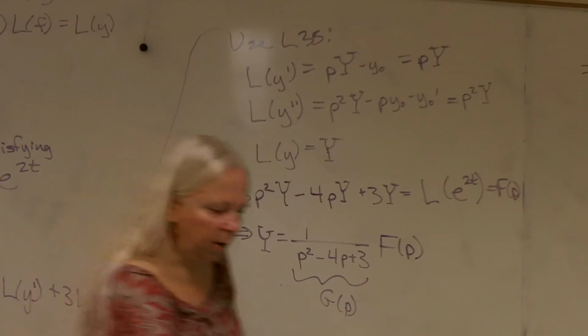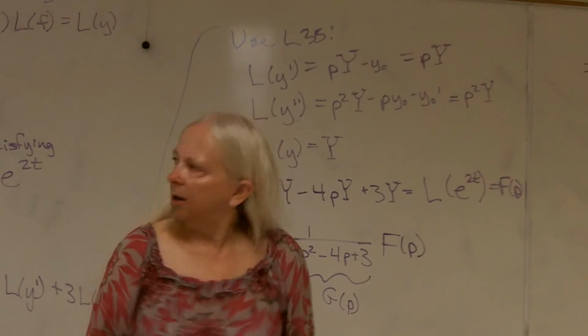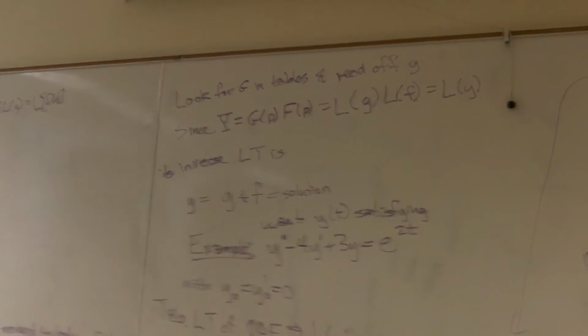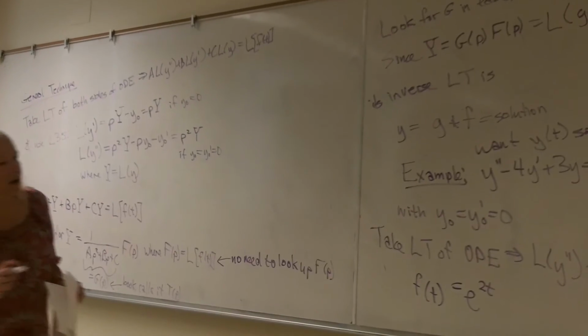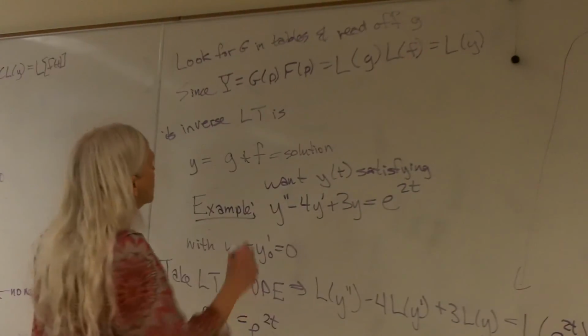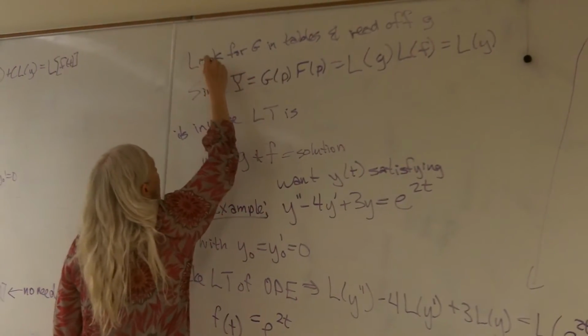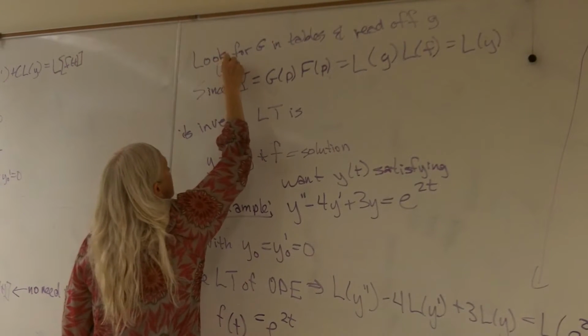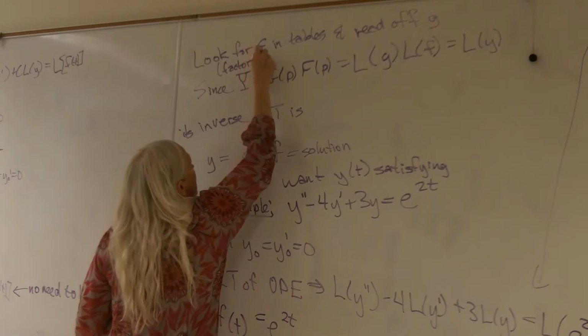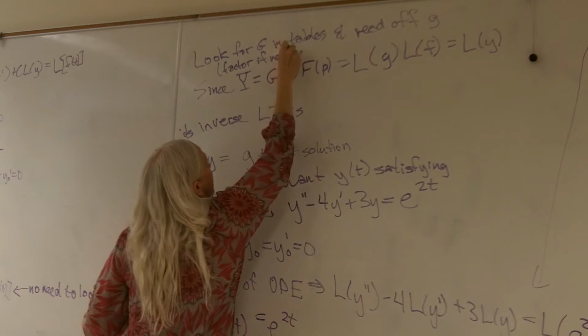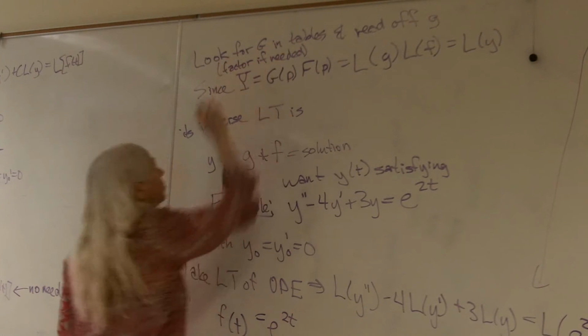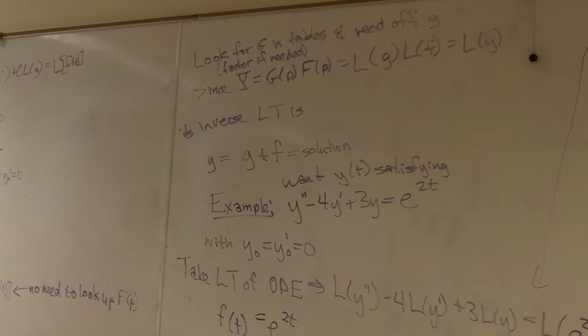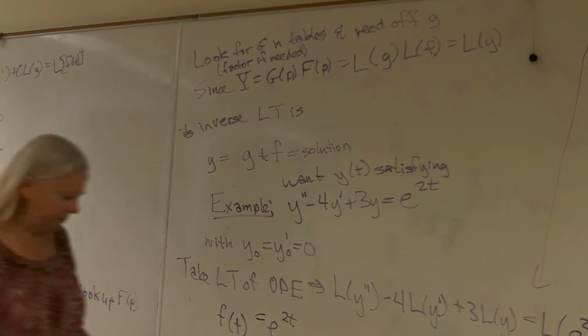So what we usually want to do at this point, right? I said that we look for G in the tables, but I don't think we're going to find this in the tables. What you often have to do at this point, I'm sorry I should have told you this back here, is you may have to factor this before you look for capital G in the tables. Okay?